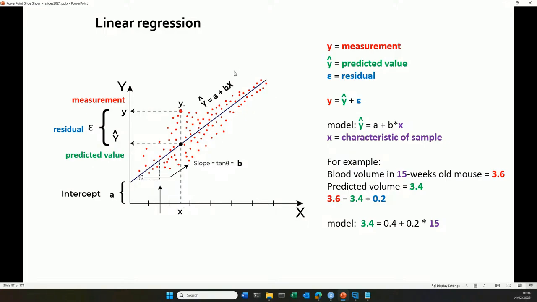That's basically what it will do. It will try a lot of settings for a and b, and it will stick to the setting that gives the lowest residuals. Then we have the line, we have done linear regression.